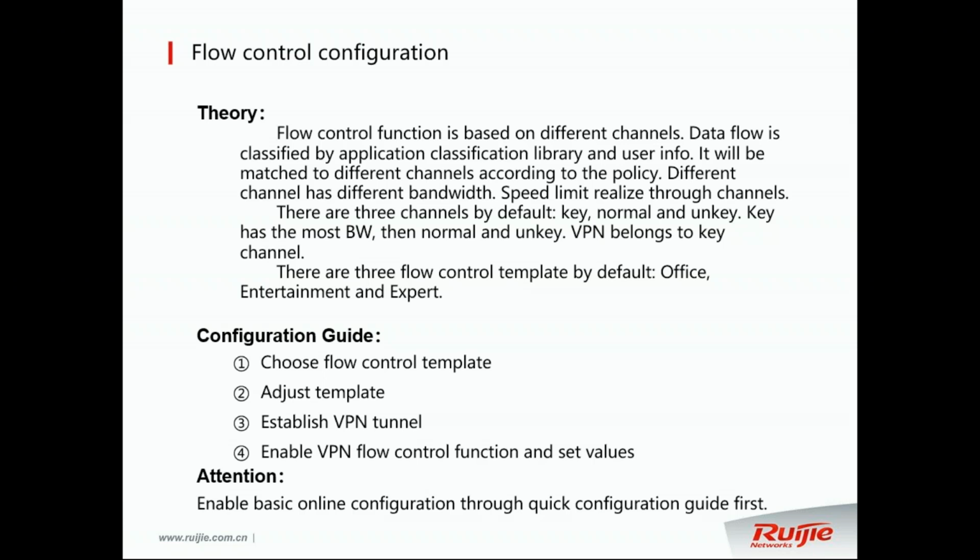Okay, and we have 3 default channels: the key, normal, and unkey. And you can see here the key has the most bandwidth compared to the normal and unkey, of course. And the VPN by default already belongs to the key channel. So you just need to configure the policy for it, how much bandwidth you reserve for it. If you don't reserve any bandwidth, it also has the priority because it's in the key channel.